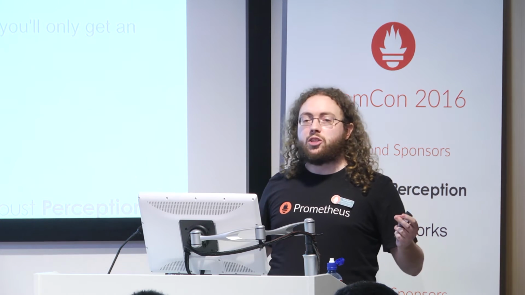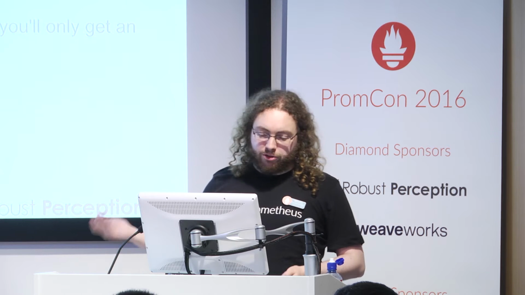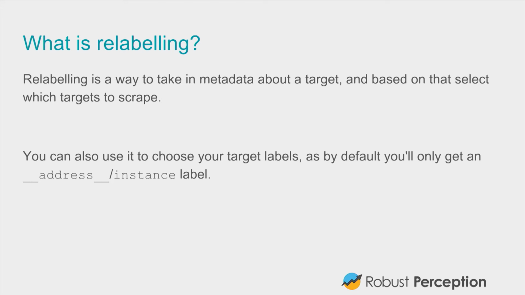So that comes then to what is relabeling. Relabeling is a way we can take in metadata about a target. A target is something we scrape. Based on that, we select which ones to scrape. We also normally give you some target labels. By default, it'll just have a name, which is the address label and the instance label.